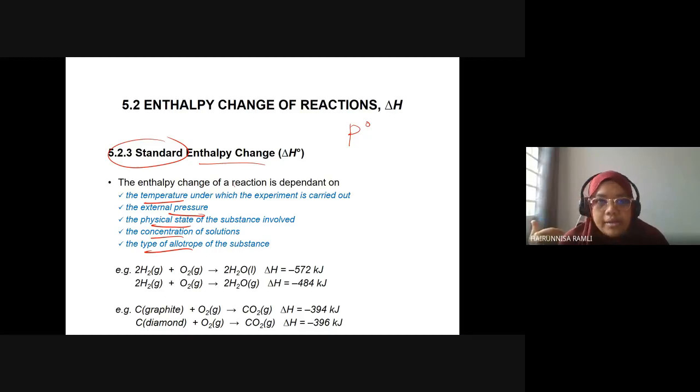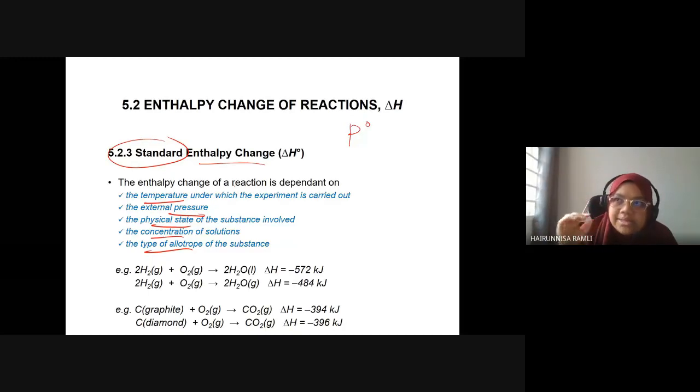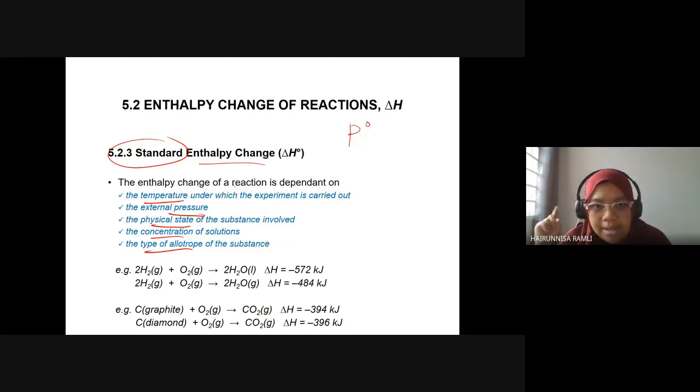Maybe dalam chapter 1, kalau you buat balance equation, you tak tahu state dia kan, gas ke liquid ke apa, you tak letak, masih diterima. But for this chapter, it is compulsory. You tak letak salah. Walaupun equation you betul, tapi physical state you tak letak salah. Kenapa? Because the enthalpy change depend on this kan.